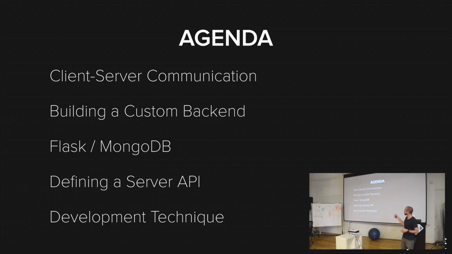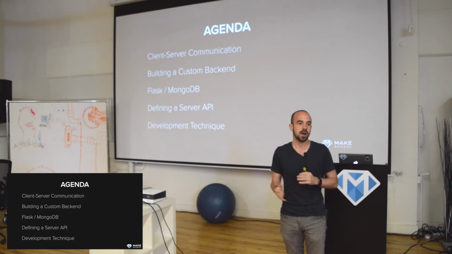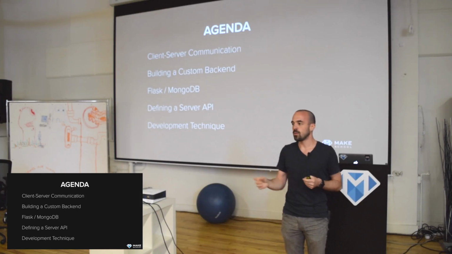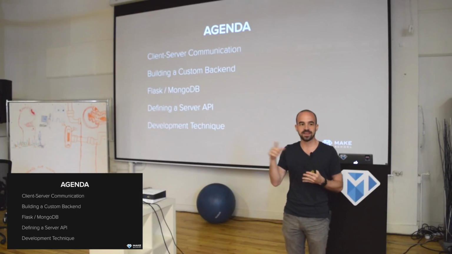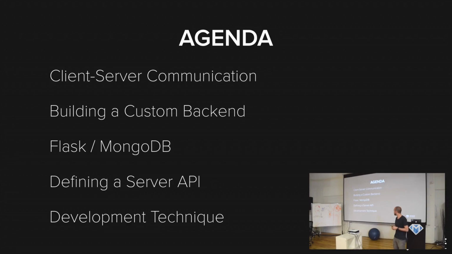As part of that, we're going to cover client-server communication. That just means actually looking into the details of what a client does, what a server does, and what the protocols and requests are that go between these two parts of our app. Then we're going to look into the motivation of building a custom backend, then into the specific technology that we're going to use for that, in this case Flask and MongoDB as a database server. Then I want to talk a little bit about how we're going to define the API, which approach we're going to use for that. And lastly, I want to talk briefly about the development technique that you should be using for building the server.